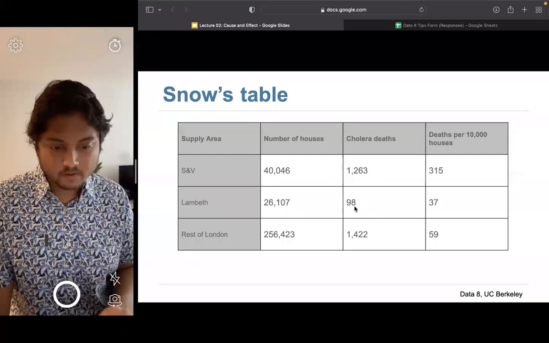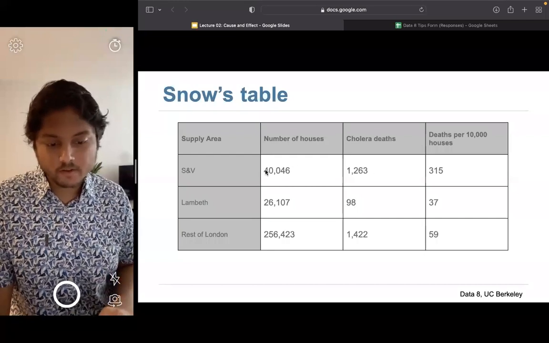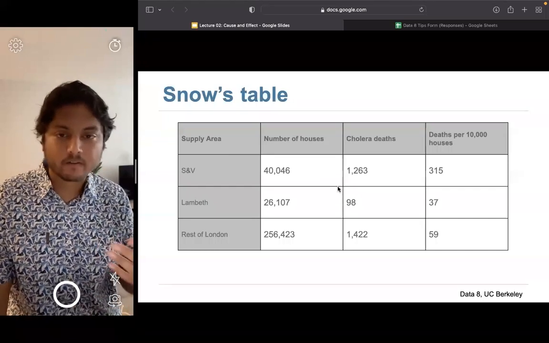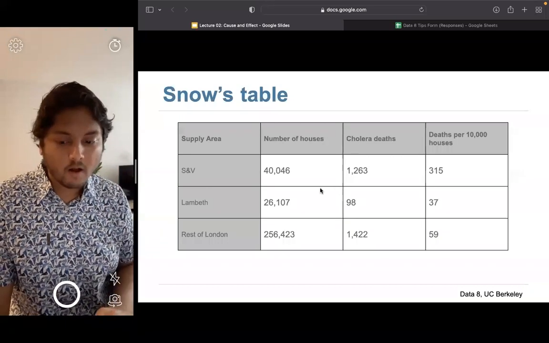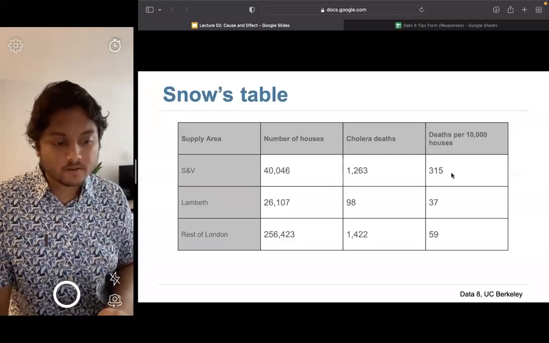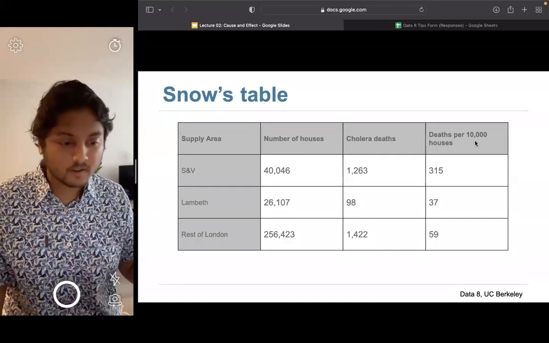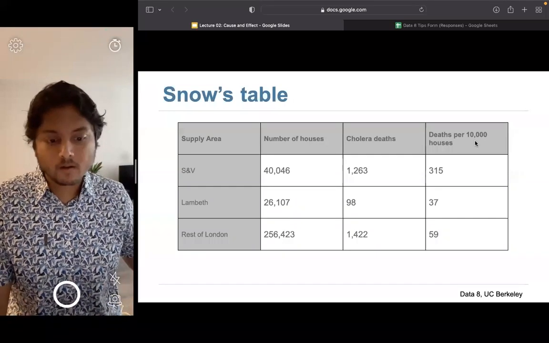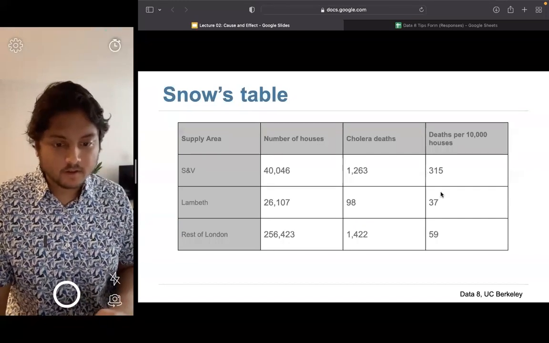You have 1,000 versus 98, but you also have to look at deaths per 1,000 because there are also just more houses here. So we would expect to see more deaths anyway if they were having the same sort of outcomes on average. So you do have to look at the death rate. It's this third column that really gives it away. SNV has nearly 10 times as many deaths per person, or per 10,000 houses, compared to Lambeth. So that's a pretty stark difference.